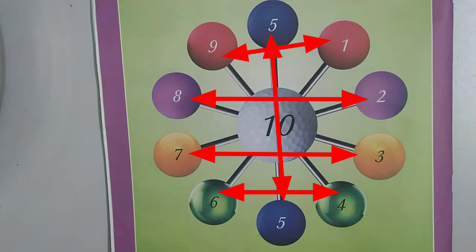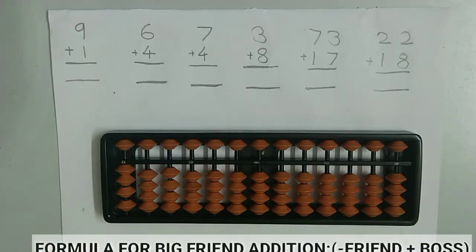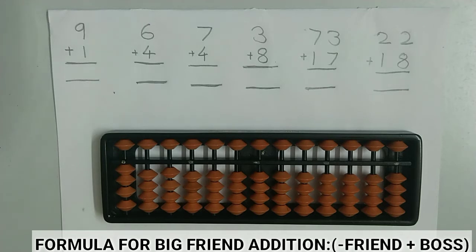To try additions and subtractions with big friend, first it's compulsory to learn which two numbers are friends. Without learning this or without memorizing this, you can't go for additions or subtractions. Now let's try some additions using the big friend. The formula for addition and subtraction doesn't change from small friend to big friend. So the formula is same.